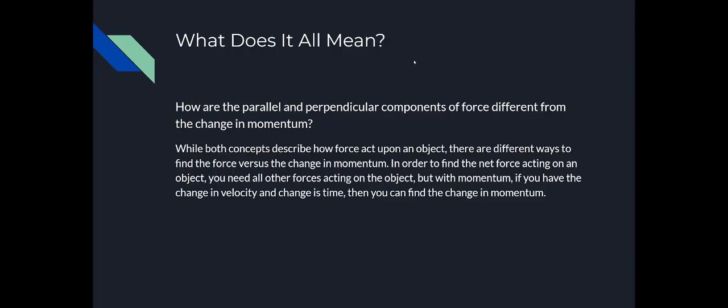For force, if you wanted to find the net force on an object, you have to find all the other forces acting on that object. So it could be a ton of different forces. It could be friction, normal force, gravitational force, some kind of external force. But with momentum, if you are able to find just the final and the initial velocity, and then find the change between those, and then the final time and initial time, find the change between those, then you could find the change in momentum. And that could also help you find the net force.